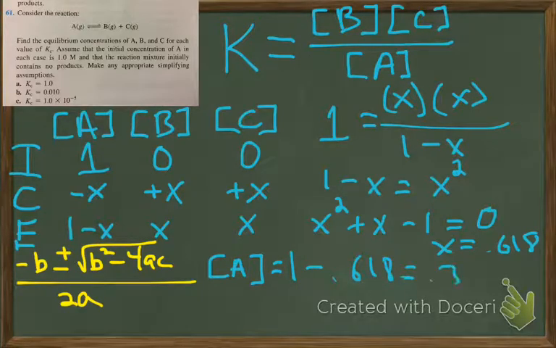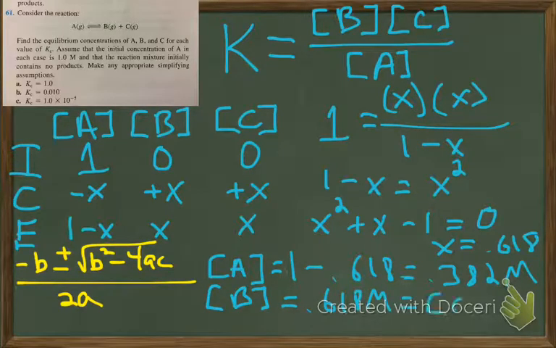So 0.382 molar. What's my concentration of B? 0.618 molar. What's my concentration of C? Same thing. With me? Okay. And I'll leave B and C for you to practice.